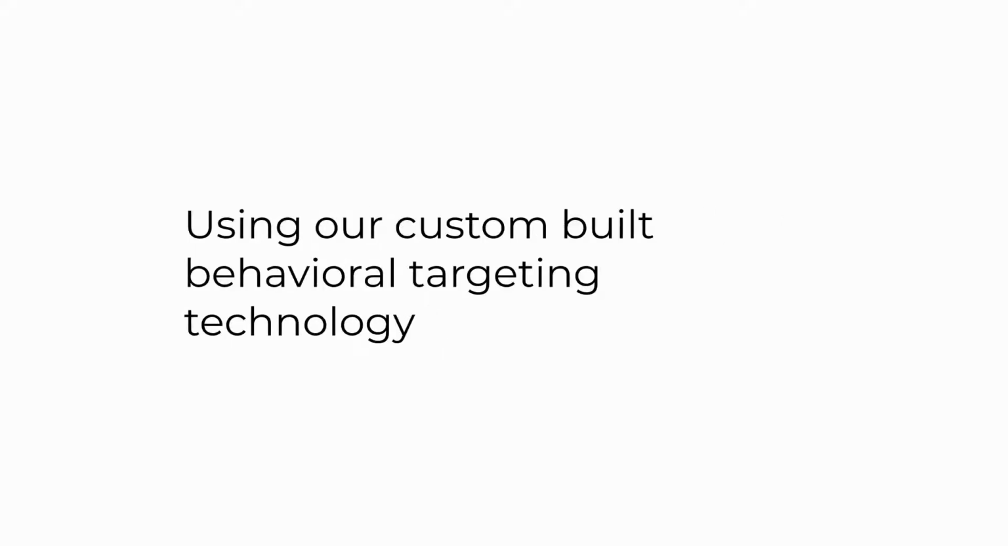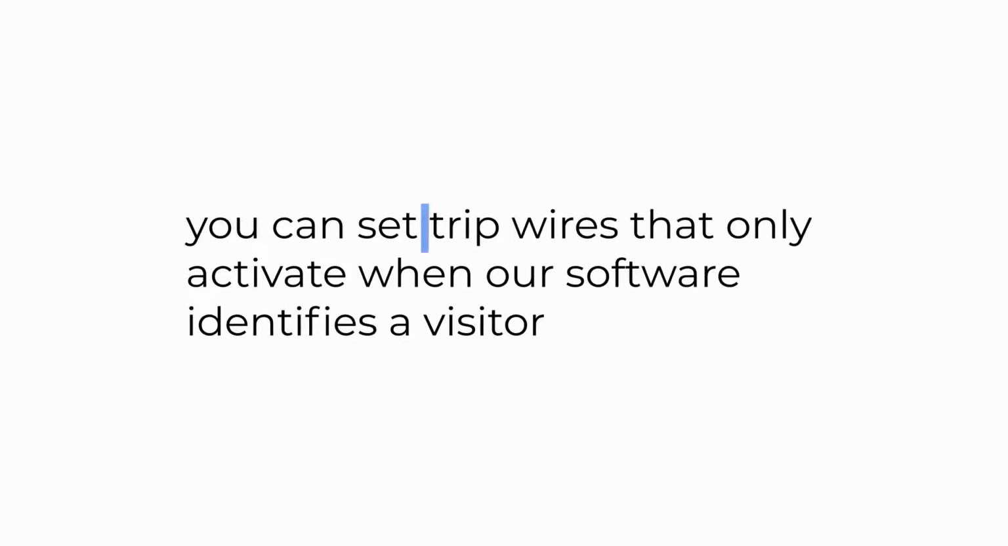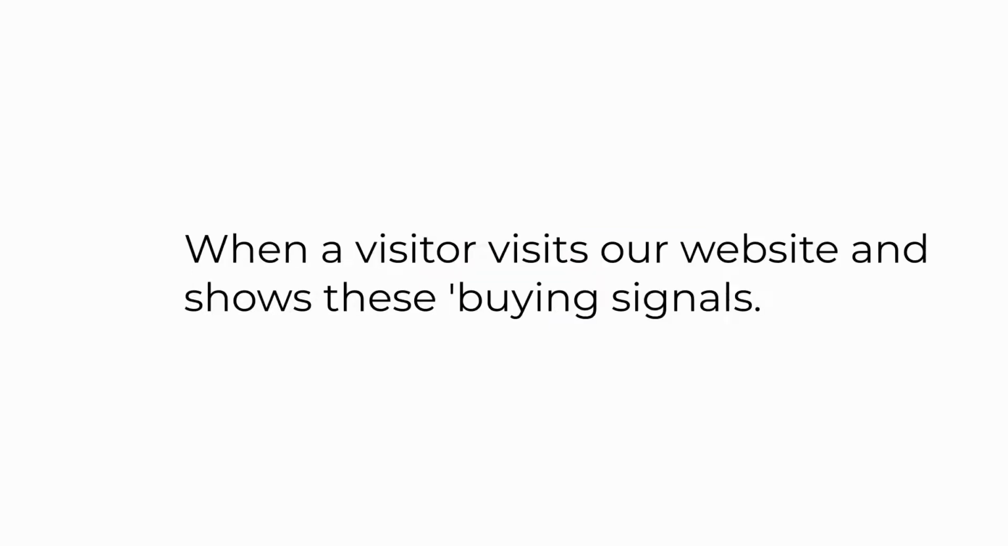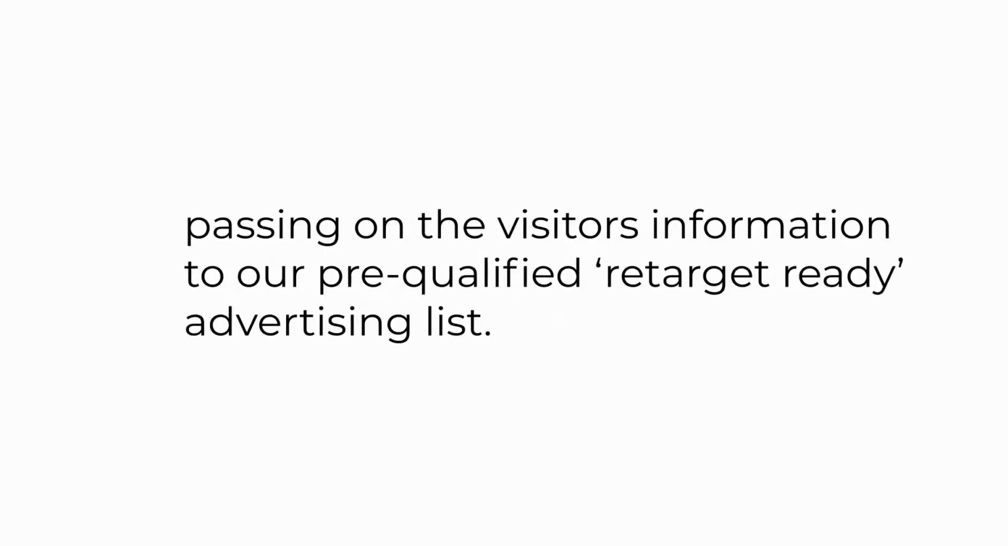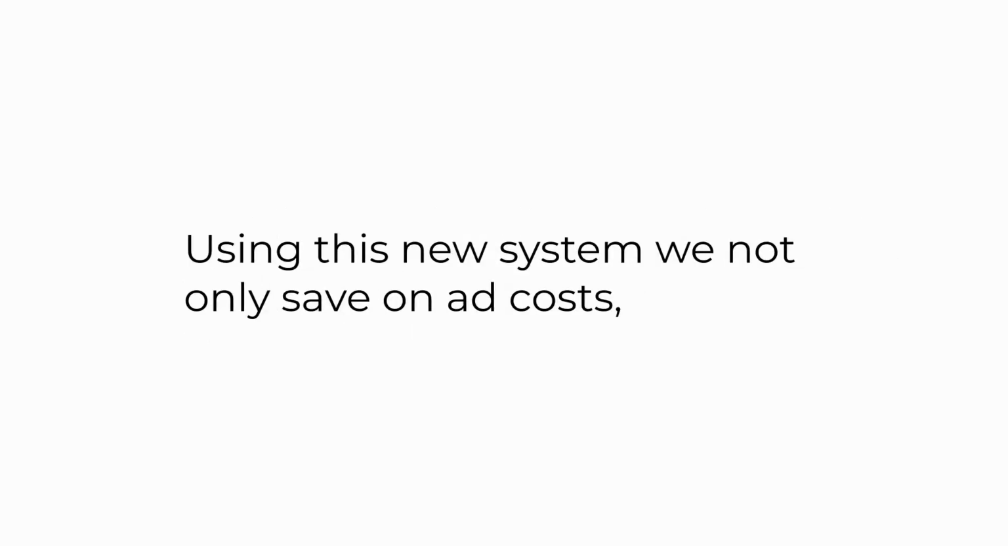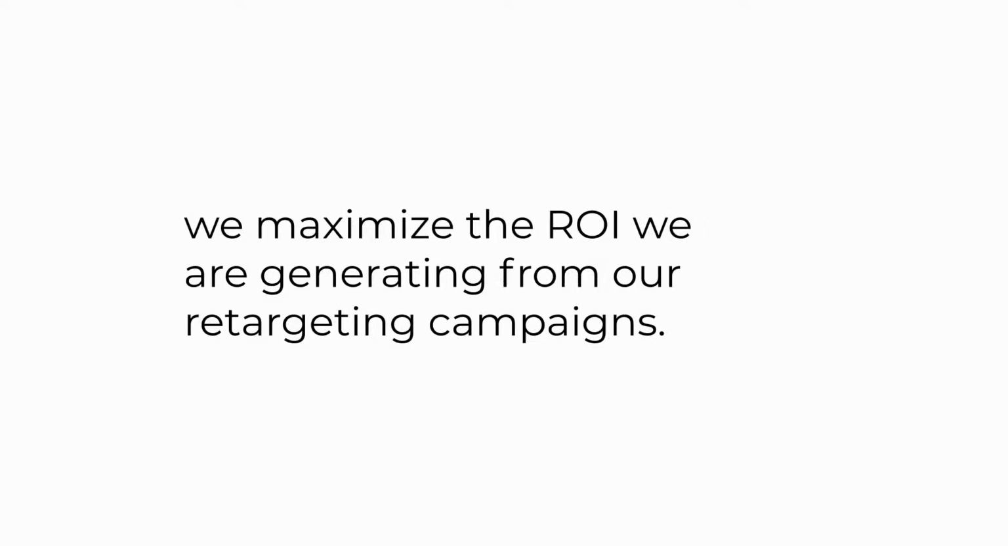Using our custom-built behavioral targeting technology, you can set tripwires that only activate when our software identifies a visitor is showing buying signals. When a visitor visits our website and shows these buying signals, the software activates the Facebook pixel, passing on the visitor's information to our pre-qualified, retarget-ready advertising list. Using this new system, we not only save on ad costs, but we maximize the ROI that we're generating from our retargeting campaigns.